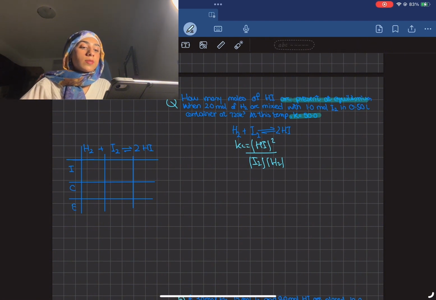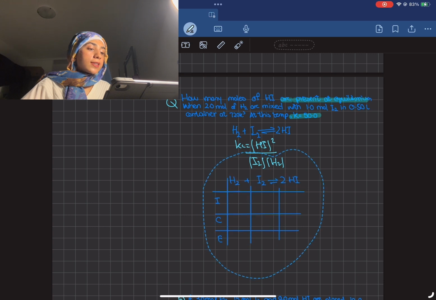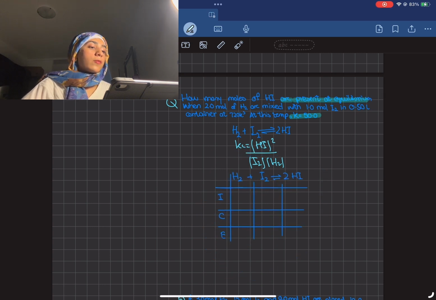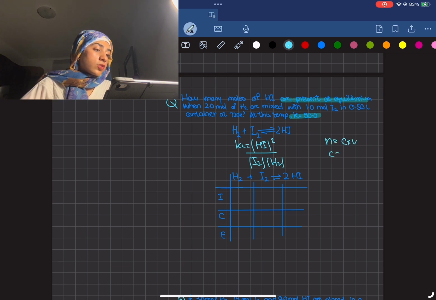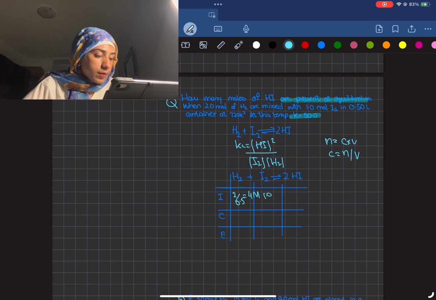Now I'll need to make an ICE table because it asked me how many moles of HI are present at equilibrium. So to find the equilibrium concentrations, I need to make an ICE table. Over here I'll notice I am provided with volume and moles, not the concentration. So I'll use the formula to find concentration, which for H2 would be 2 divided by 0.5, which would equal 4 moles, and then divided by 0.5 would equal 2 molar.